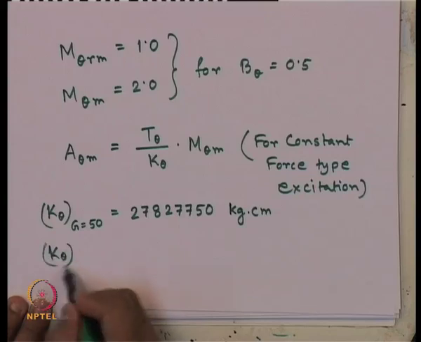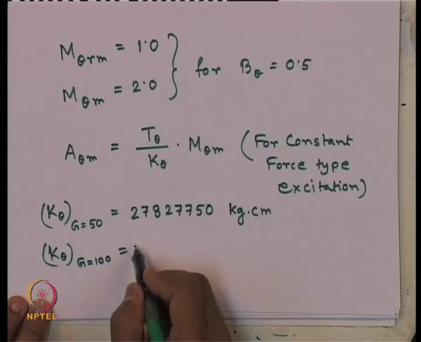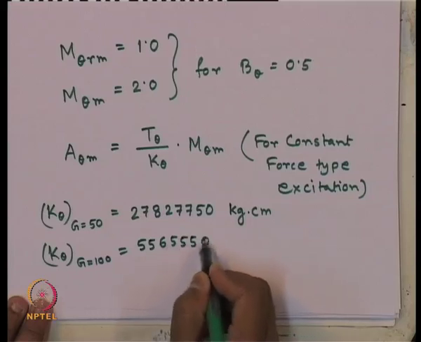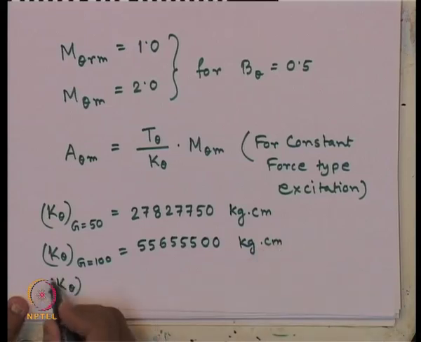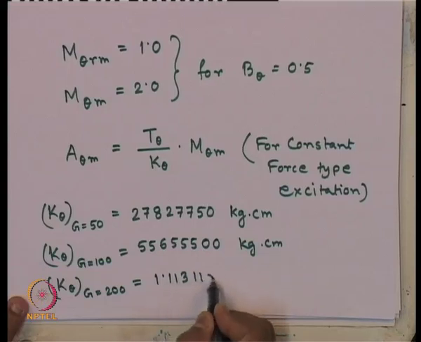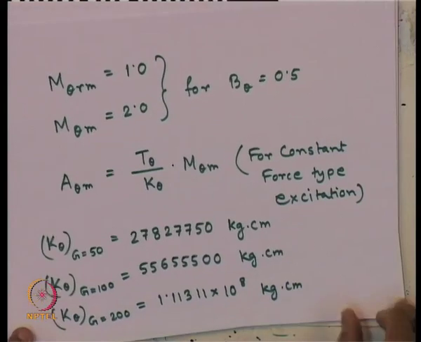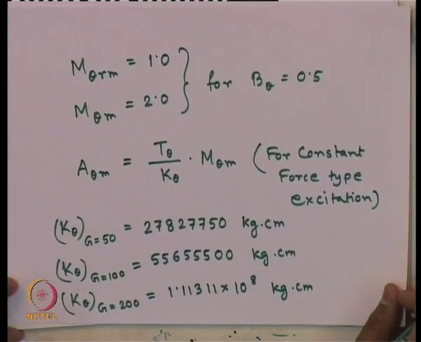K theta for g equals 100 is double of this, so 5565500 kg force centimeter, and k theta with g equals 200 we had already computed, double of this, 1.11311 into 10 to the power 8 kg force centimeter. So, with these known values, T theta is also given to us, which is 1414.8 kg force centimeter.